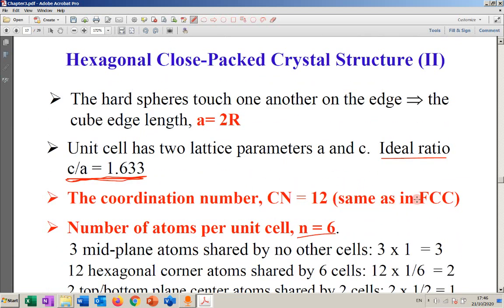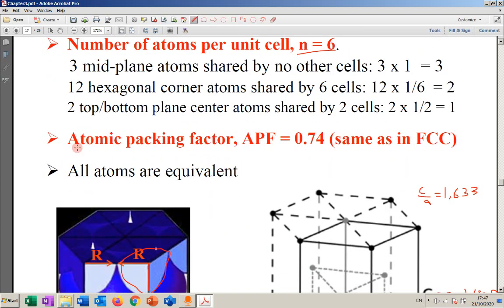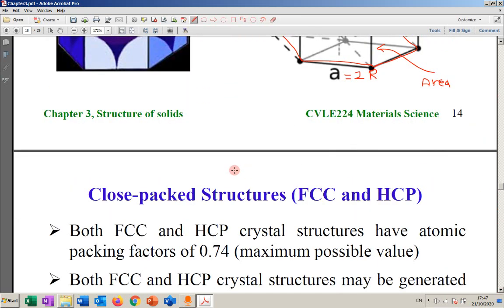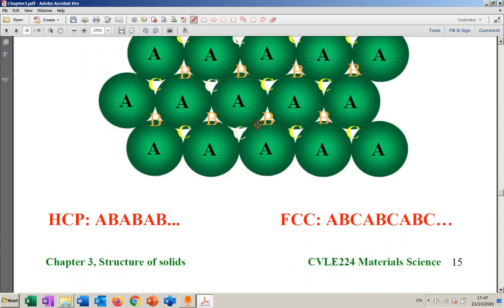The coordination number is the same as FCC. We said that FCC is also the highest packing that atoms can do, similar to the hexagonal crystal structure. That's why the maximum coordination number they have will be 12, the same as in FCC. Now we'll come back to the atomic packing factor for all of them. We'll explain it in one video for close packed, so I'll come back to this one.